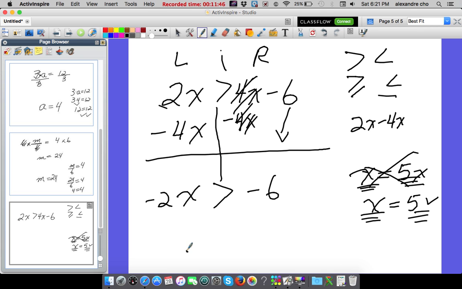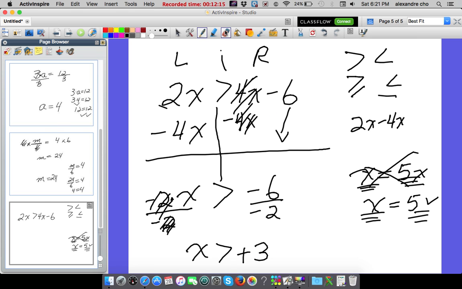Now, again, we want our answer to look like this. In order to look like this, I have to get rid of the negative 2. Remember, these two are being multiplied. So the opposite of multiplication is division. So I'm going to divide this by negative 2. What happens when I divide negative 2 by negative 2? They cancel each other out. And I must divide the other side by negative 2. So negative divided by negative gives me a positive. 6 divided by 2 gives me a 3.